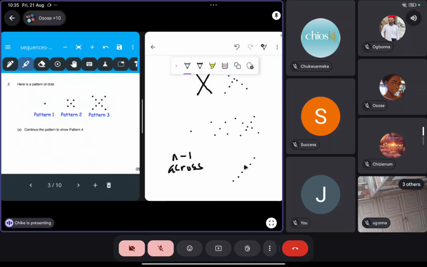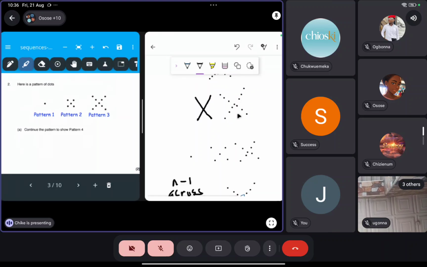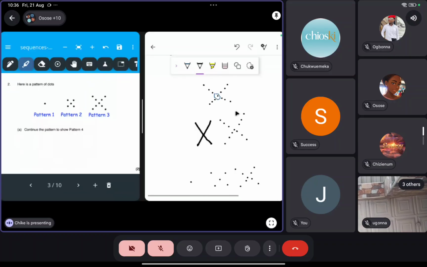This is my central one. Let me circle it. Then here we have 1, 2, 3, 1, 2, 3, which is the same as what each of us got. But if you notice, we all got it using a different point of view. Is that correct?